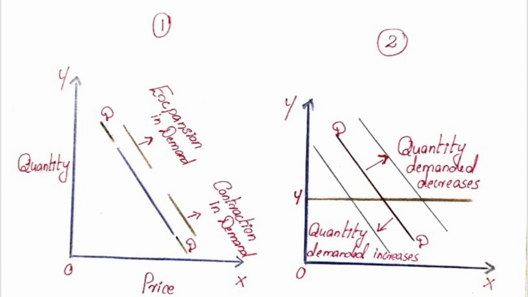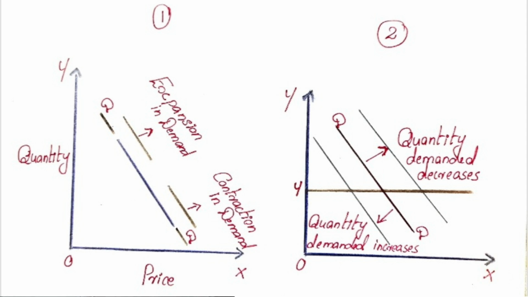See the next diagram. What is it? You can see 2 diagrams. What are they? The first diagram is about movement along the demand curve, and the second diagram is about shift in demand curve. You know very well what is the meaning of movement along the demand curve. Yes, change in price leads to movement along the demand curve. Let us see what are the mistakes in this diagram and let us correct those mistakes. Hope you won't repeat these mistakes in the examination.